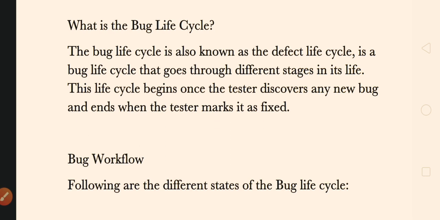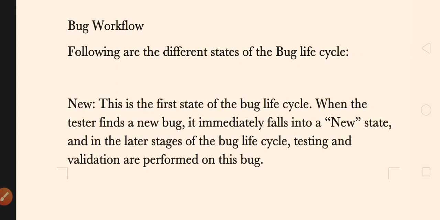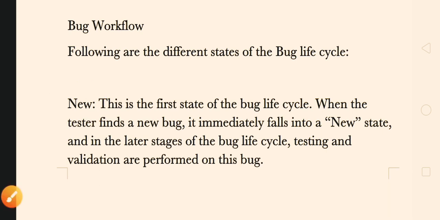Now we will learn about the bug workflow. Following are the different states of the bug life cycle. First is New. This is the first state of the bug life cycle. When the tester finds a new bug, it immediately falls into a new state. In the later stages of the bug life cycle, testing and validations are performed on this bug. Whenever a new bug is found, that comes under the new status.